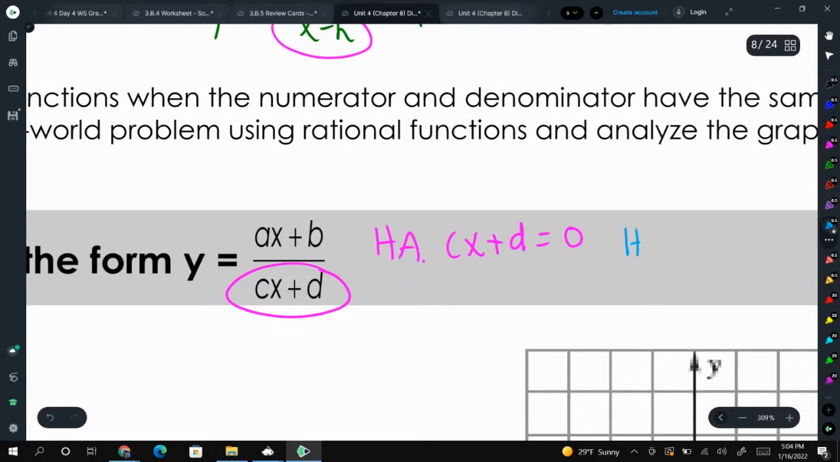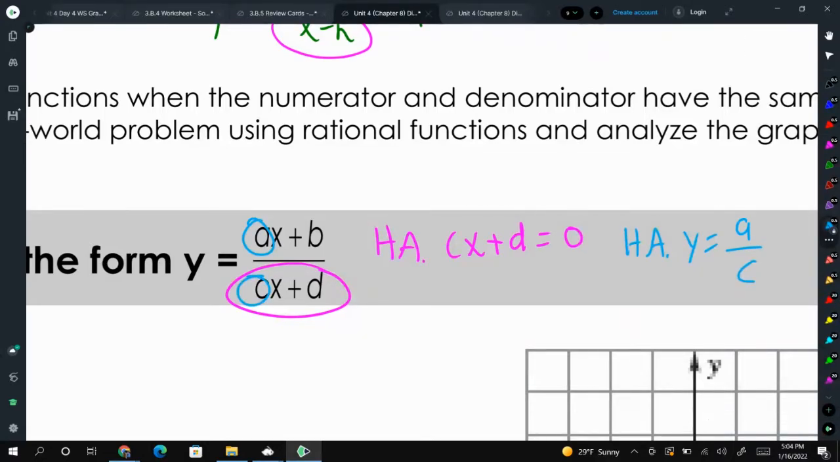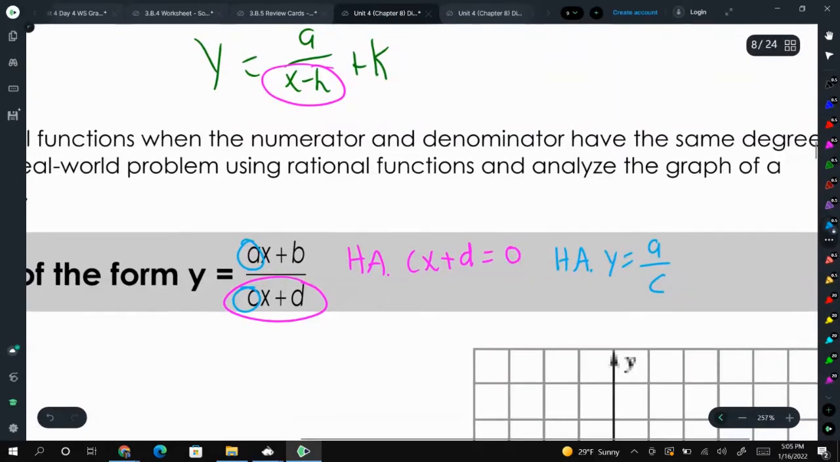And your HA, your horizontal asymptote, is the ratio of the leading coefficients. In other words, the ratio of a, the number in front of x in the numerator, over c, the number in front of x in the denominator. Everything else is the same. You're still going to make a table. You're still going to put the horizontal asymptote in the middle of the table and plug in points.